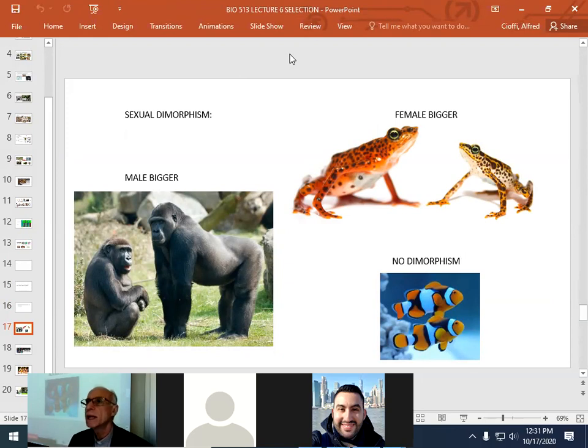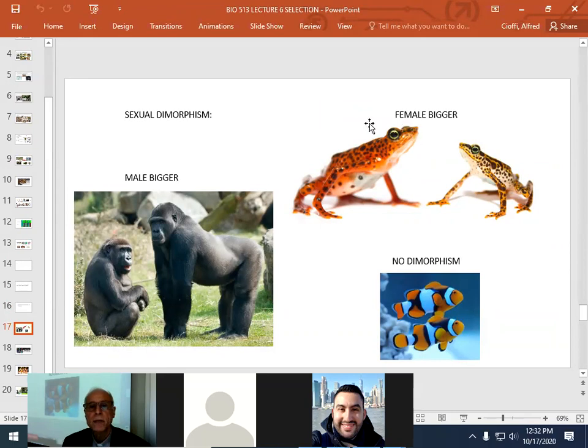So let's look at a few examples here. A very evident one is the size of the male versus the female. Typically, the male is bigger. And that happens mostly in mammals, but not necessarily. Here, for example, are the male gorilla and the female gorilla. Okay, so that's what we call dimorphism, two shapes, dimorphism, all right, where typically the male is larger than the female. That happens in some mammals, but not all.